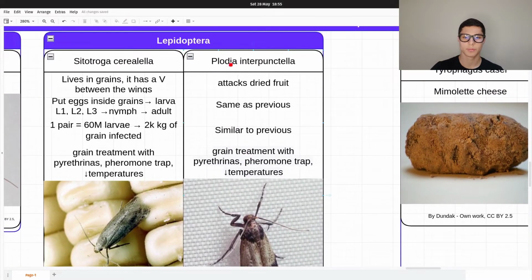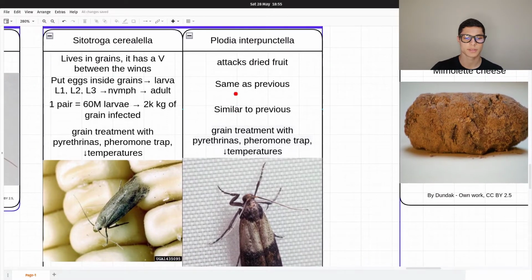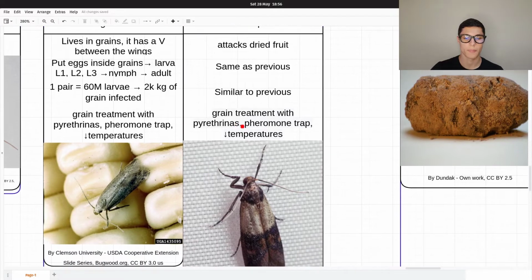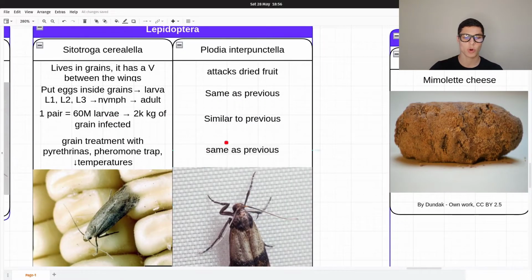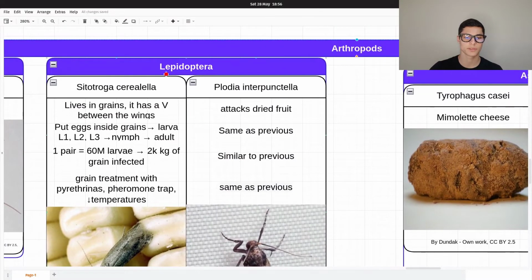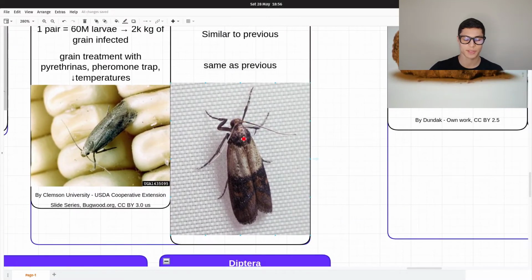On the other hand, we have the Plodia interpunctella that attacks dried fruit. The cycle is the same as the previous. They have the larvae, L1, L2, L3, the nymph and the adult, and they can affect a lot of fruit in this example. And the prophylaxis is more or less the same since they are from the same group. This is the insect we were talking about.